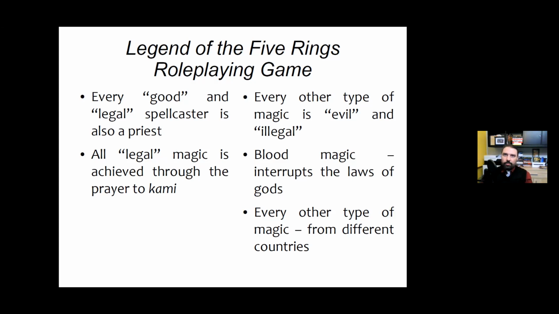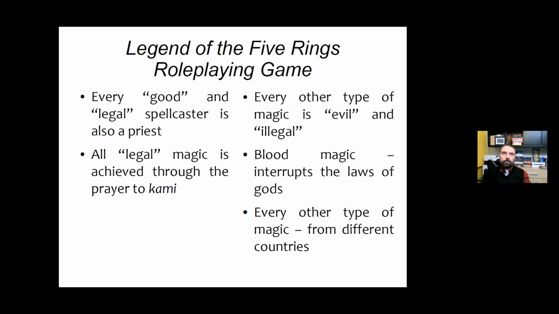Examples are, for example, blood magic, which in this system uses blood sacrifice instead of prayer, and is the main source of spells similar to necromancy. So, for example, bringing dead bodies back to life, or bringing ghosts of dead people back to the earth for different reasons. Those spells would naturally interrupt the laws that gods gave people in the game world. So naturally, that kind of magic will be considered illegal and evil.